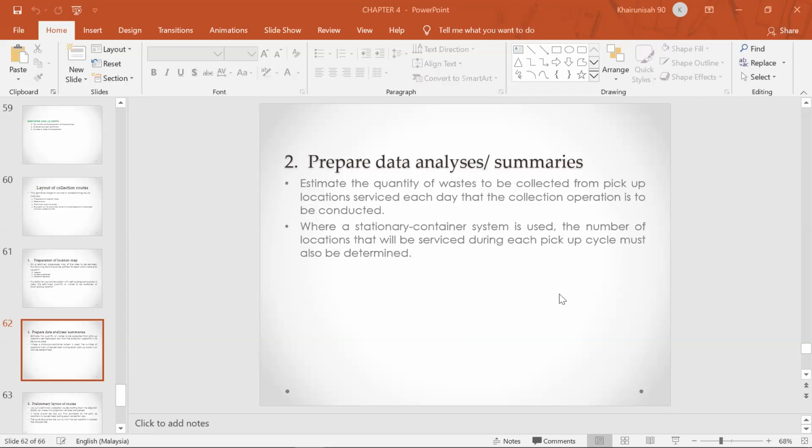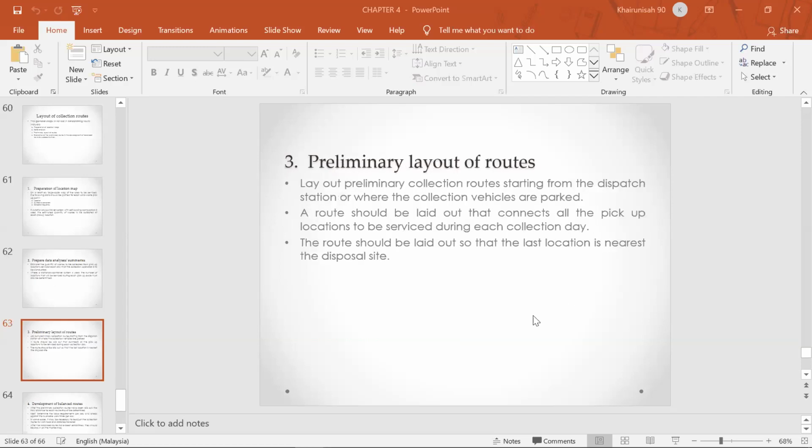Okay, the next one, primary layout of routes. Lay out primary collection routes starting from the dispatch station, or where the collection vehicles are parked. A route should be laid out that connects all the pickup locations to be serviced during each collection day, and the route should be laid out so that the last location is nearest to the disposal site. So this is the function of the primary layout of the routes.